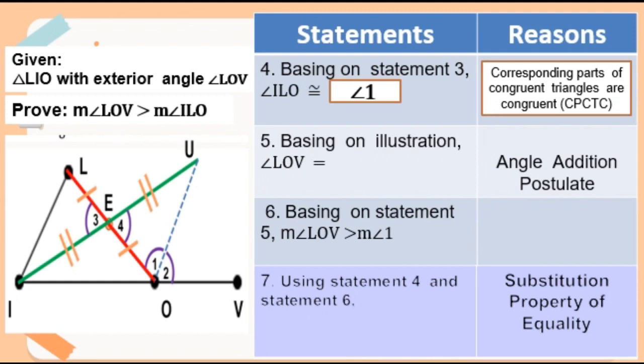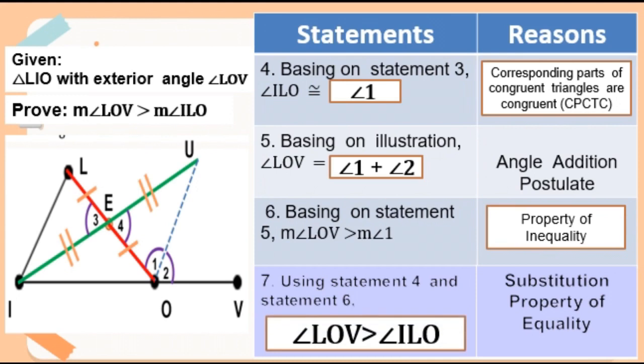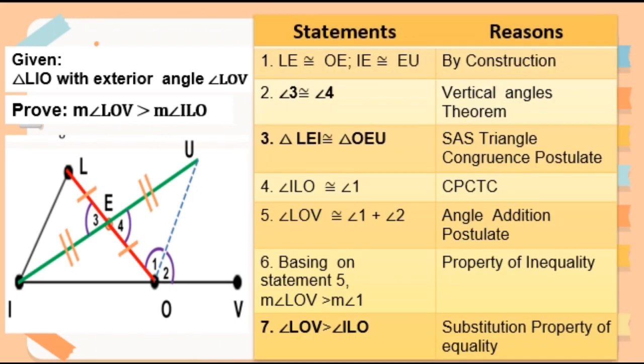Statement number 5, basing on the illustration, angle LOV, or this angle, is equal to angle 1 plus angle 2. The reason is the angle addition postulate. Statement 6, basing on statement 5, the measure of angle LOV is greater than the measure of angle 1. The reason is property of inequality. And 7, using statement 4 and statement 6, angle LOV is greater than angle ILO. So that is substitution property of equality. You can pause this video to see all the information.